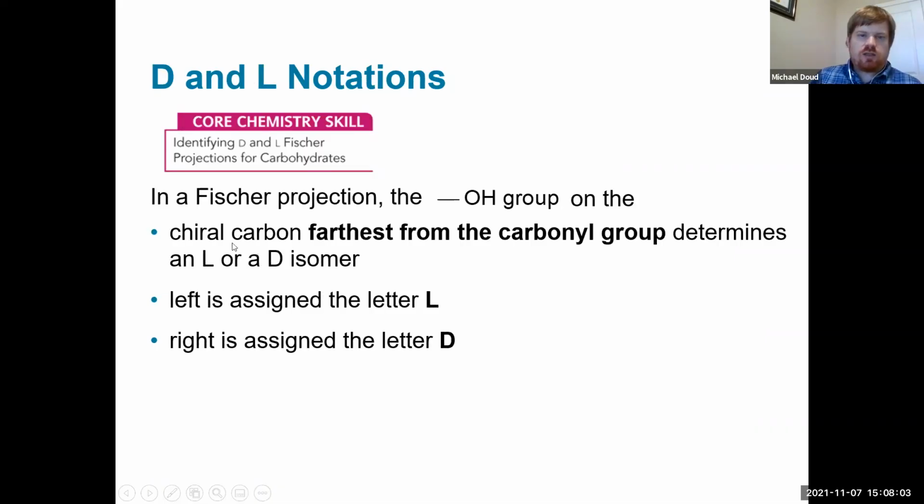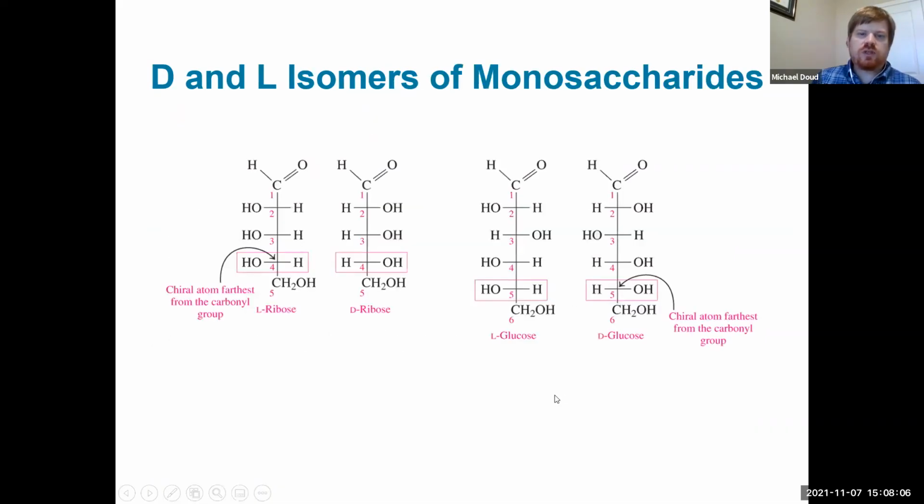Oops, okay, wait, so didn't we just talk about this, the chiral carbon from the farthest group? Did I just double this up?